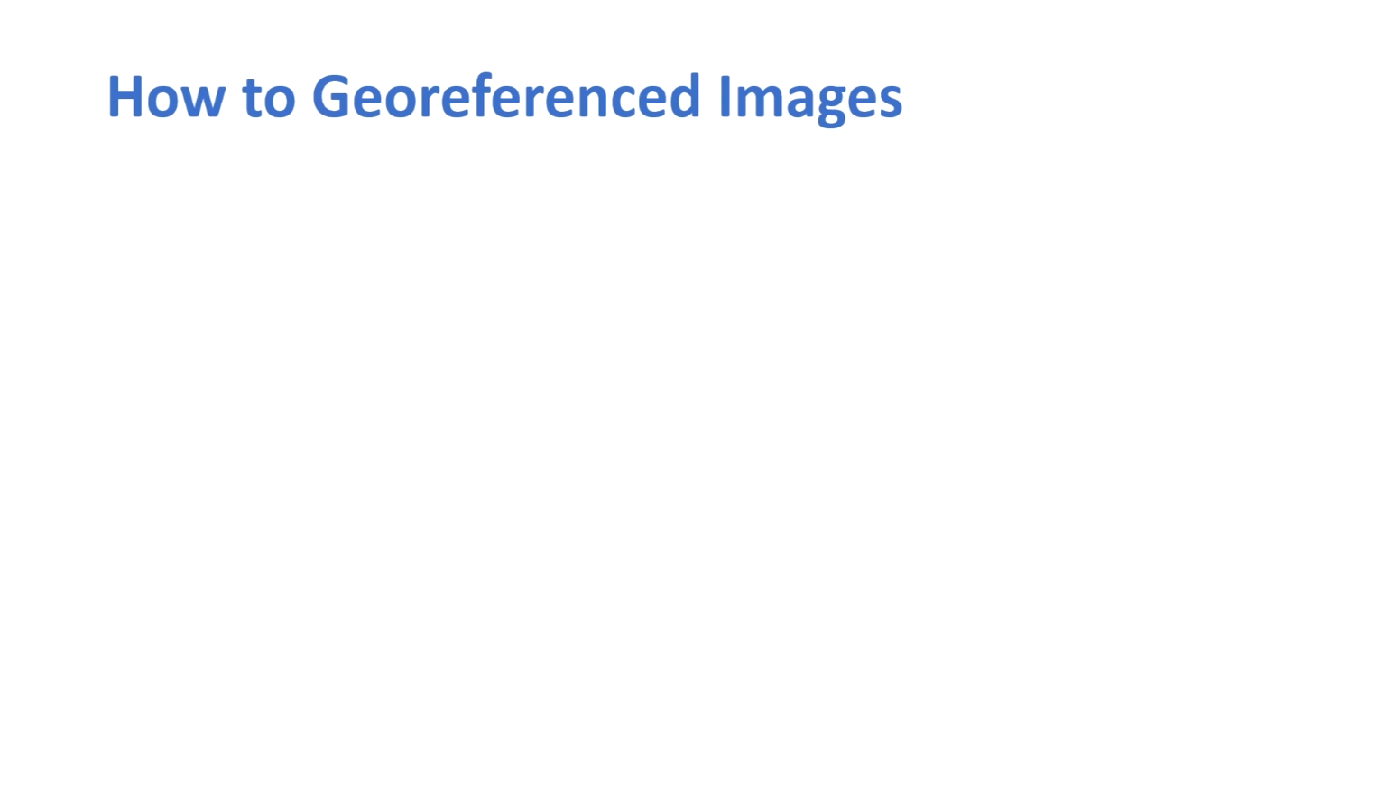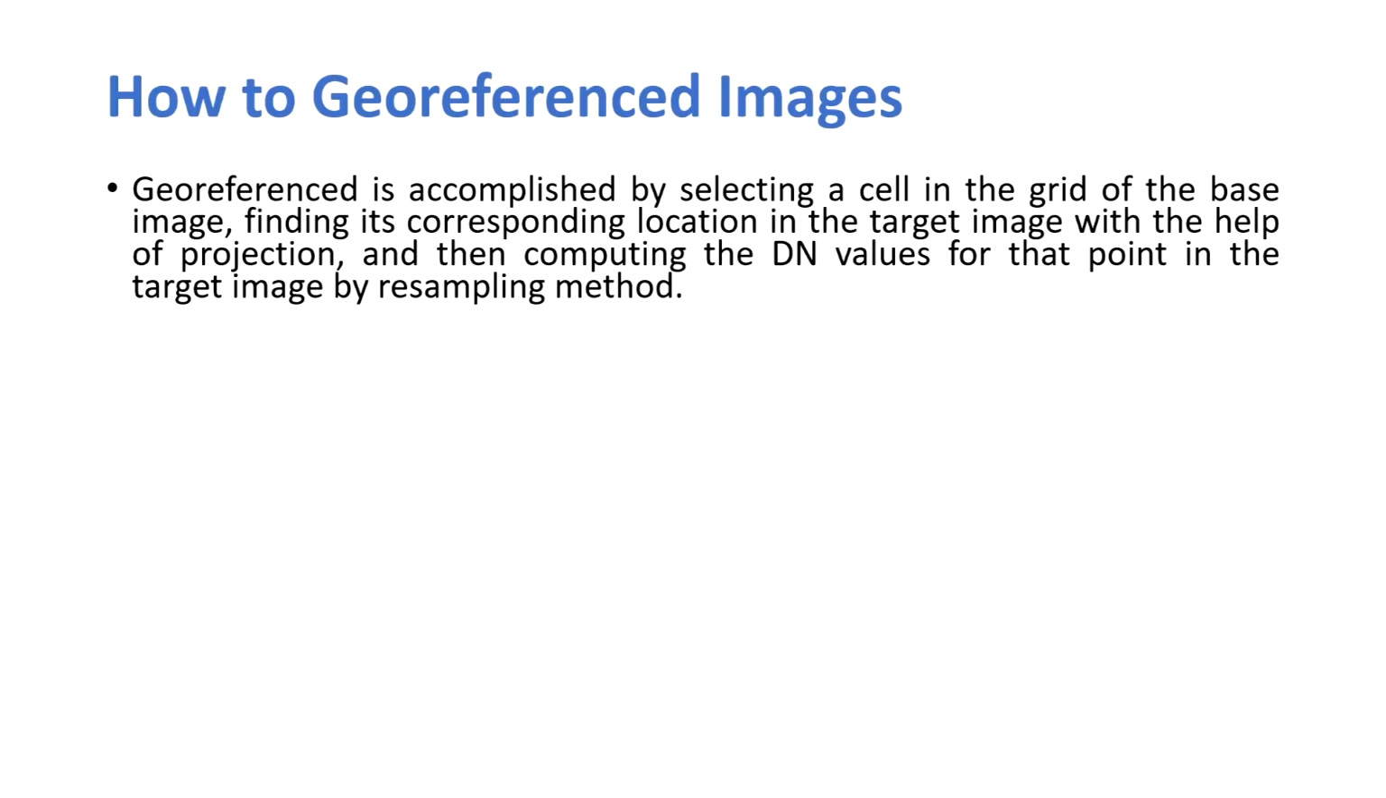So how do we do the georeferencing with the GIS platform? Georeferencing is accomplished by selecting a cell, that is a grid with the DN values, in the base image. Base image means the image that has a known geographic coordinate system. We then find its corresponding location in the target image, where target image means the image which does not have the geographic coordinate system, with the help of projections, and then compute the DN value for that point in the target image by a resampling method. What the projections and the resampling method are, and how they work by doing the coordinate transformation, we will see in our coming slides.